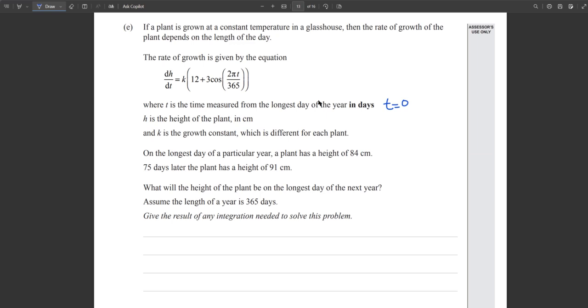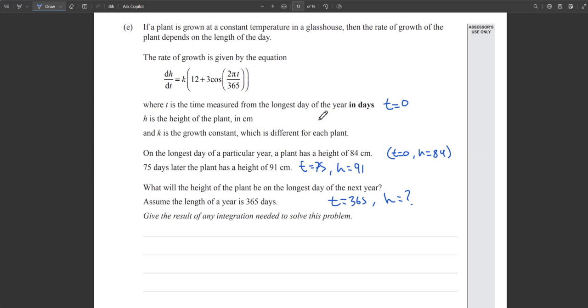A plant has a height of, on the longest day, so when T equals 0, H would just be 84, and when T equals 75, H equals 91. And then what will the height of the plant be on the longest day of next year? The longest day of next year will be exactly 365 days from T equals 0. Therefore, when T equals 365, find H. Okay, cool.